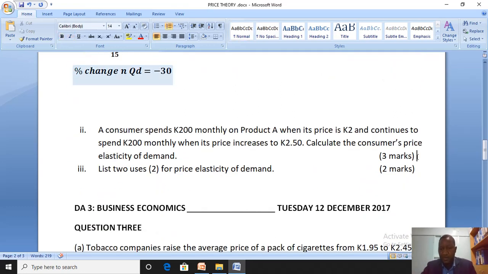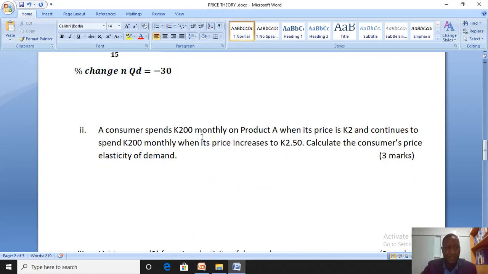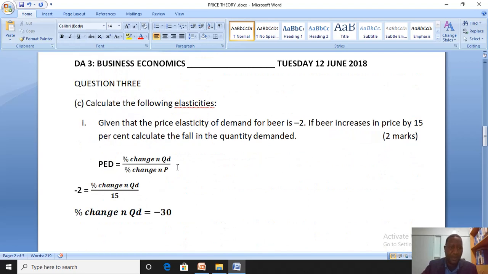Part 2 of the question says the consumer spends 200 kwacha monthly on product A when its price is 2 kwacha, and continues to spend 200 monthly when its price increases to 2.5. Calculate the consumer's price elasticity of demand. So price elasticity of demand means the percentage change in quantity demanded over the percentage change in price. So we bring down that formula.